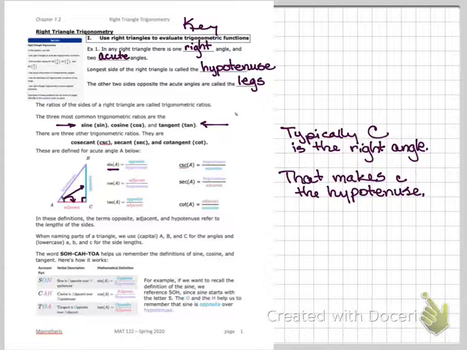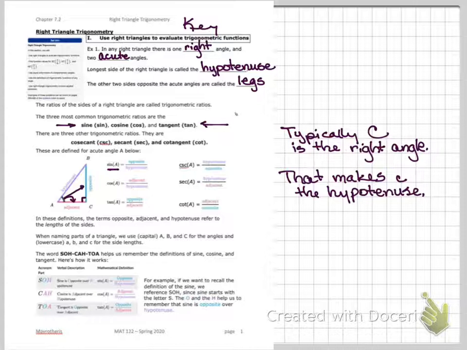Okay? So the sine is the length of the opposite side over the hypotenuse. Cosine is adjacent over hypotenuse. Tangent is opposite over adjacent. And then the other 3 trig ratios, we don't use them as often, but we will see them. Cosecant is the hypotenuse over the opposite. The secant of A would be the hypotenuse over the adjacent, and the cotangent of A is adjacent over opposite.